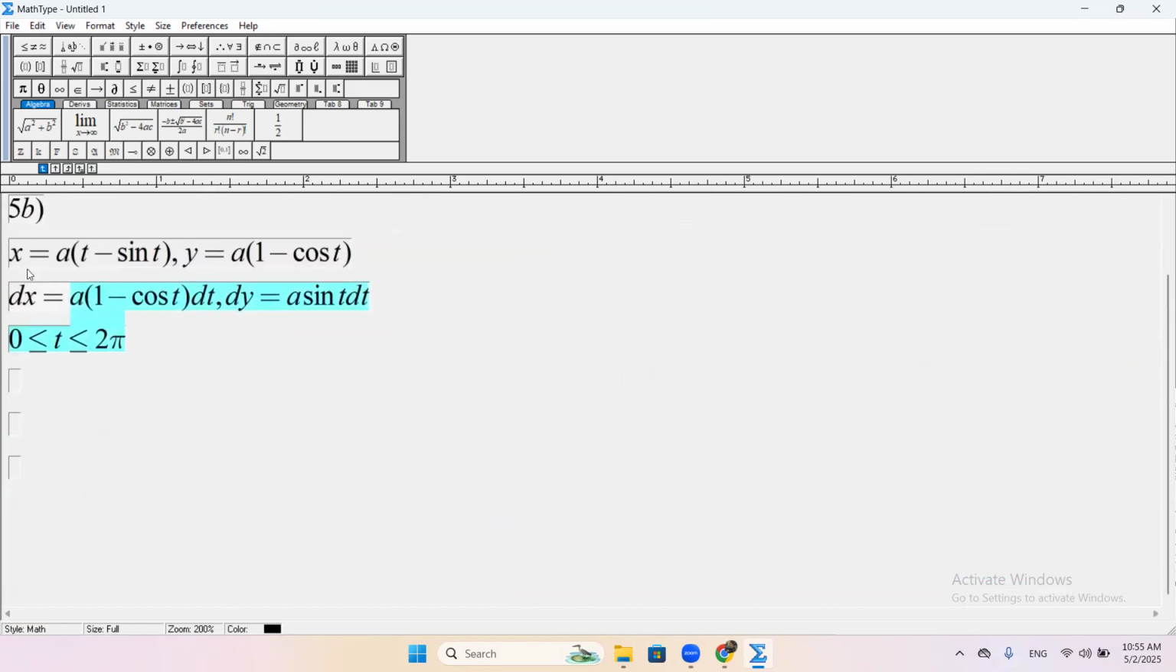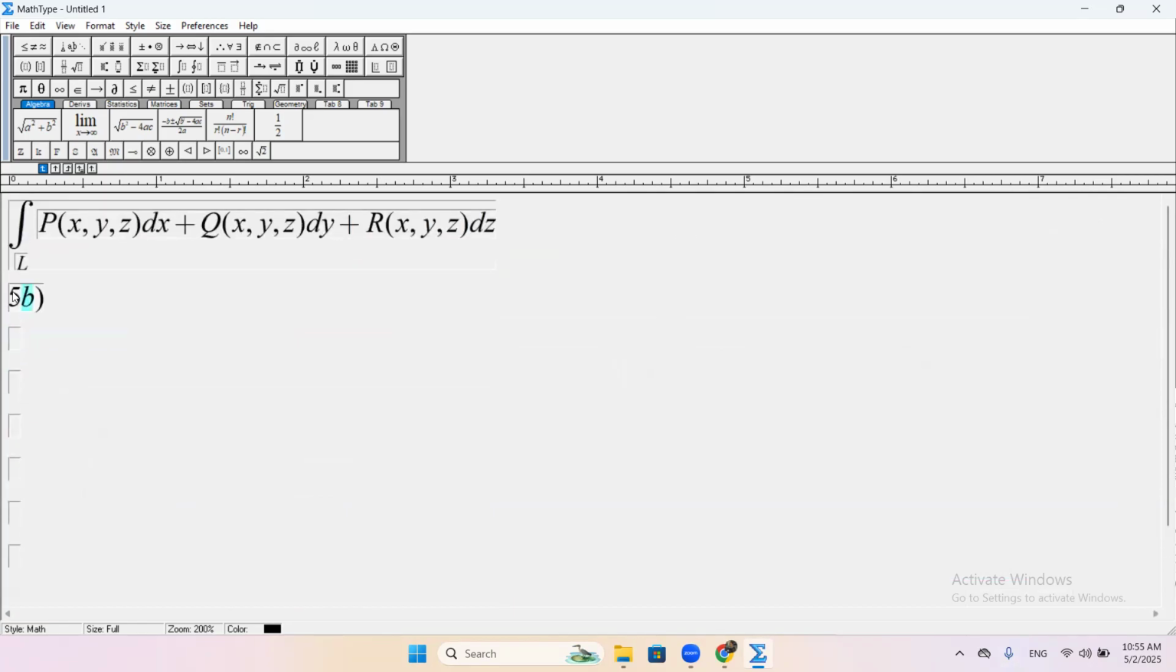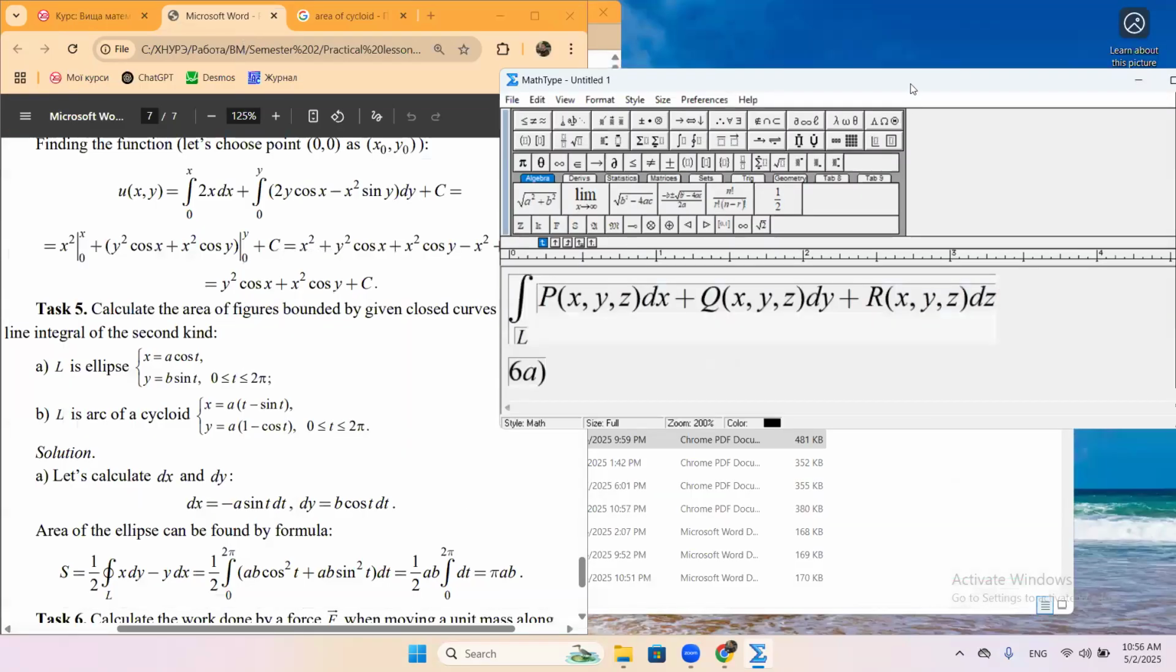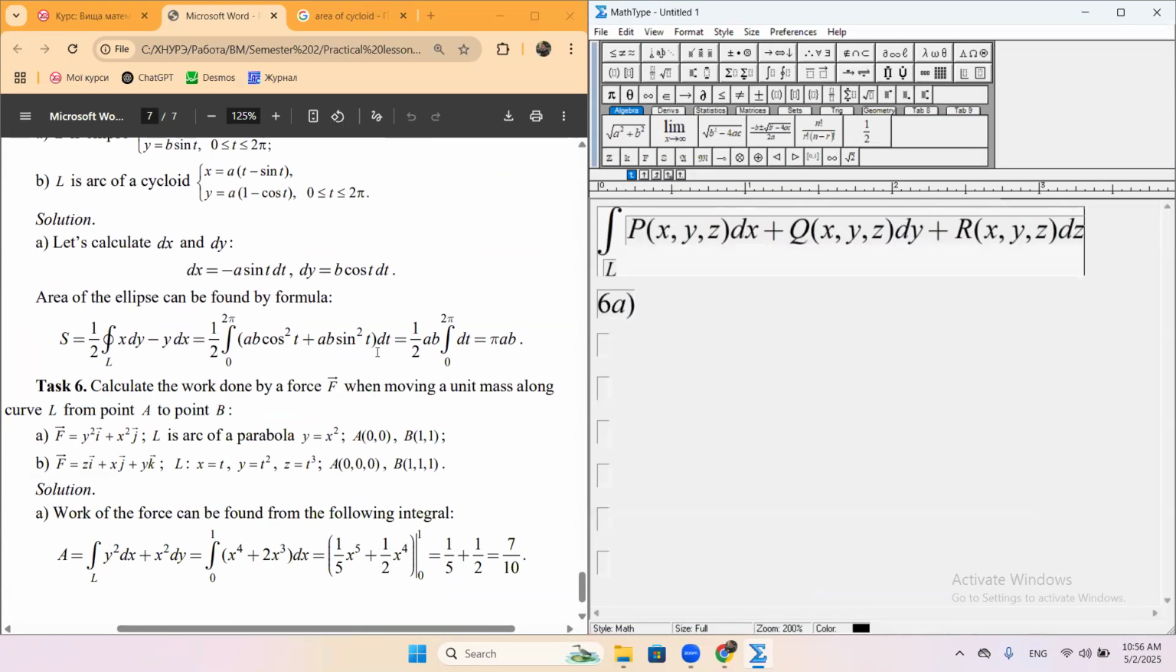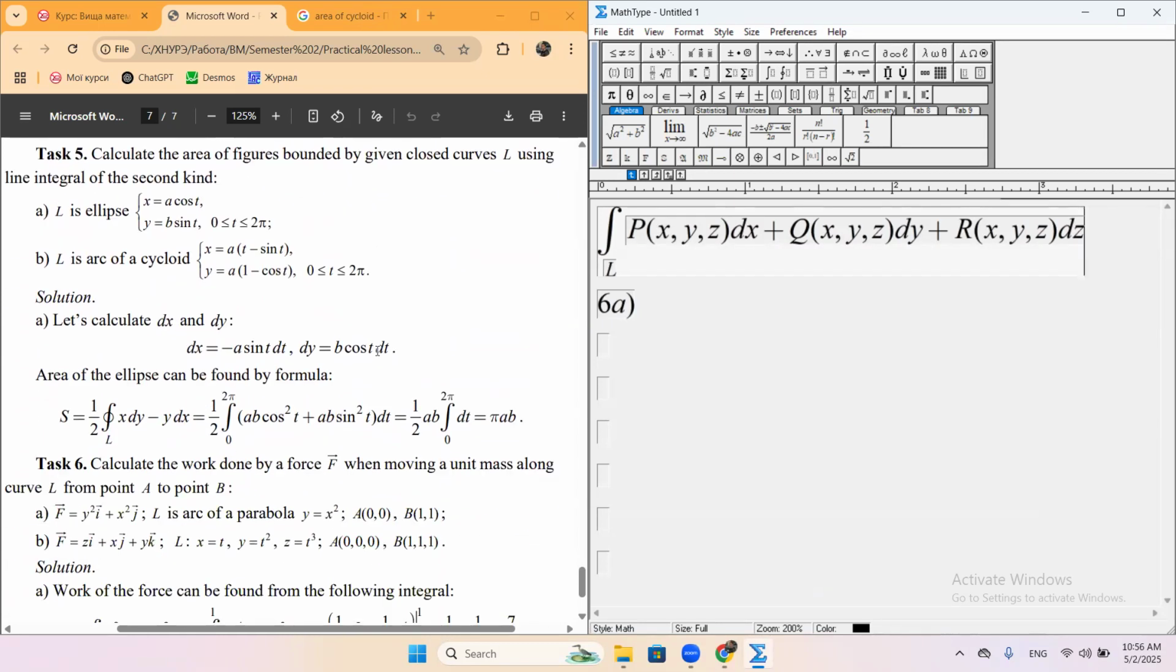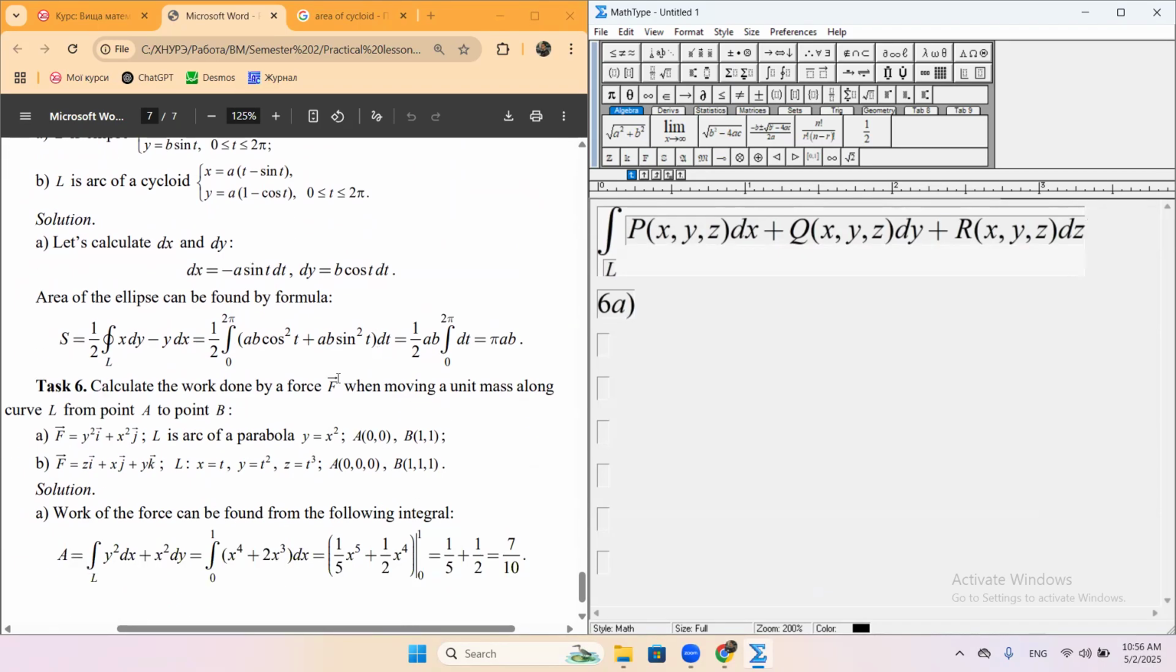And now we need to solve more exercises with the application of the line integral of the second kind. So maybe now you have some questions or you noticed something. No questions. Okay, so now we need to calculate the work of the force. As you know from physics, it can be calculated by the following integral: the scalar product of force and dr.